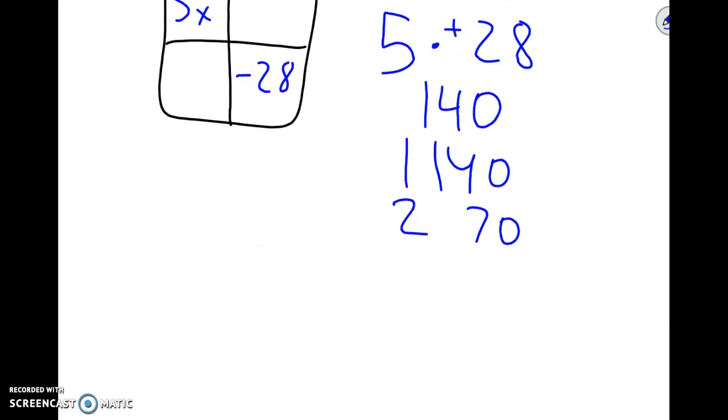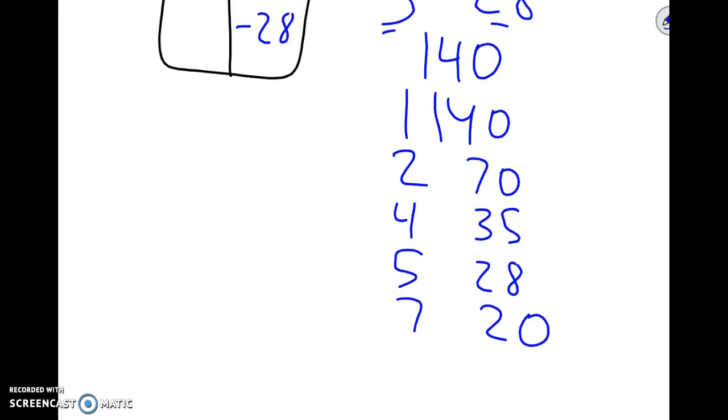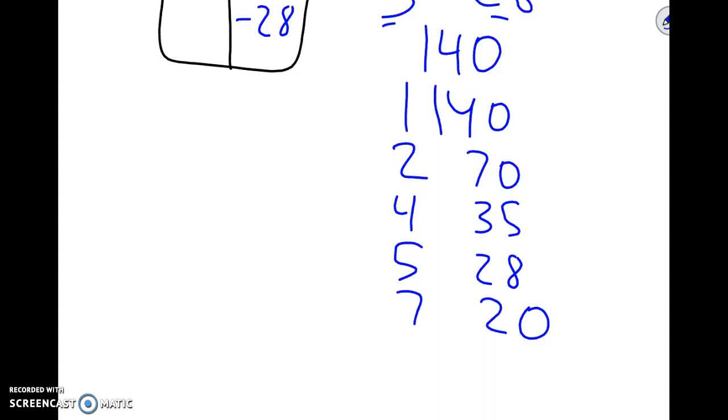140 divided by 3, no. 140 divided by 4, yes, 4 and 35. 170 divided by 5, yes, is 28. We knew that up here. 5 and 28. 170 divided by 6, no. 170 divided by 7, yes, 7 and 20. 170 divided by 8, nope. 9, nope. 10, yep. 10 and 14. 11, nope. 12, nope. 13, nope. And there's 14, so we're done.